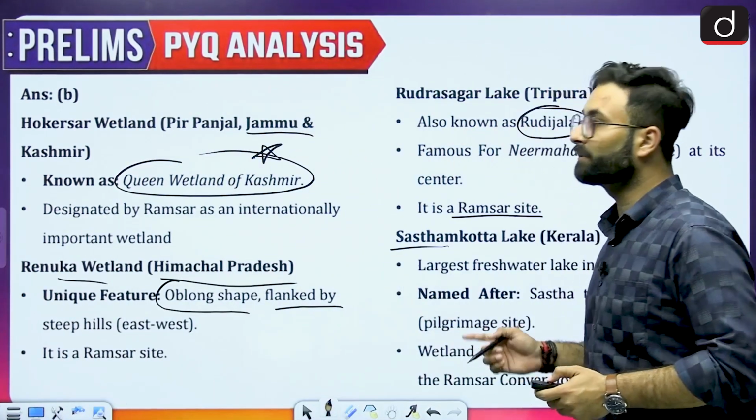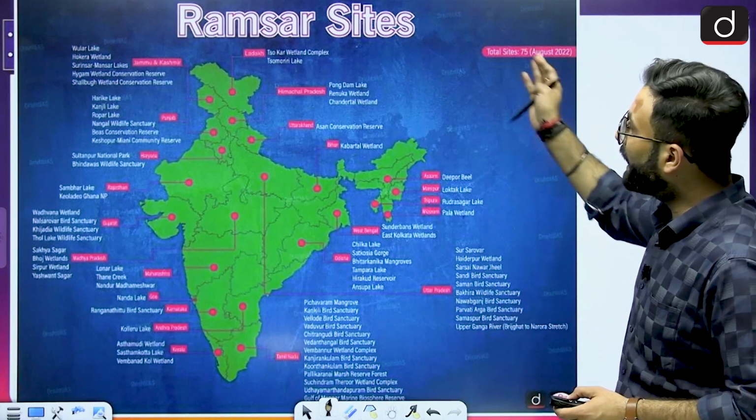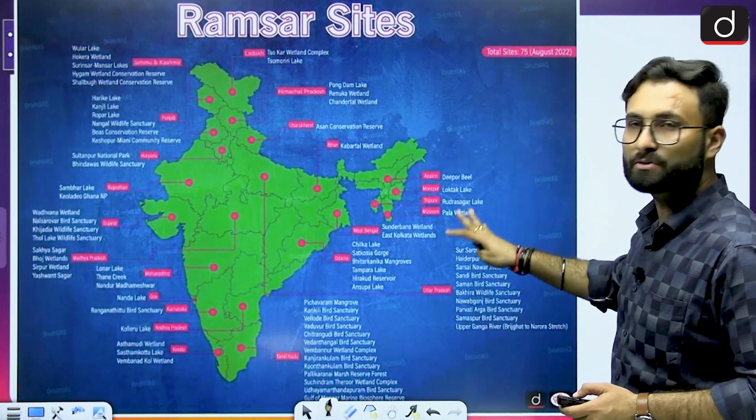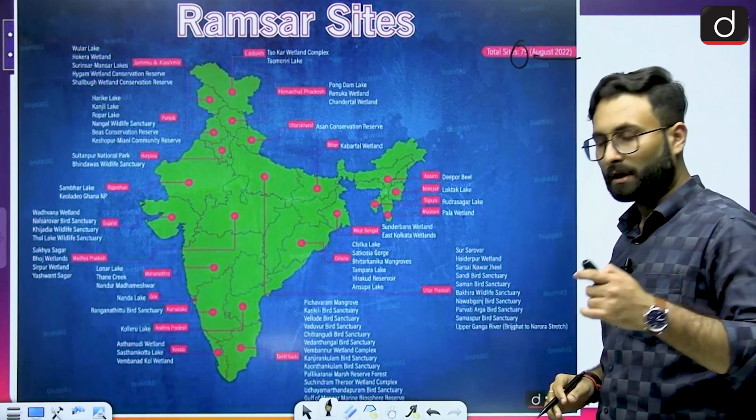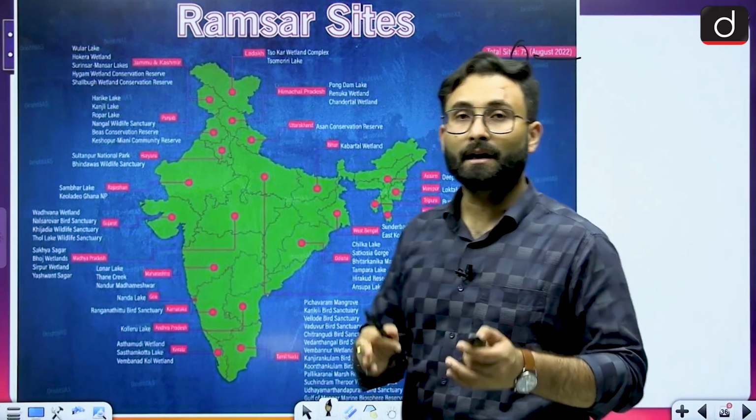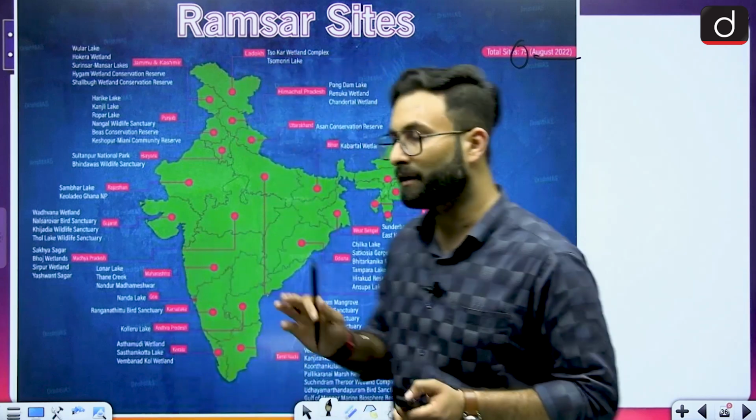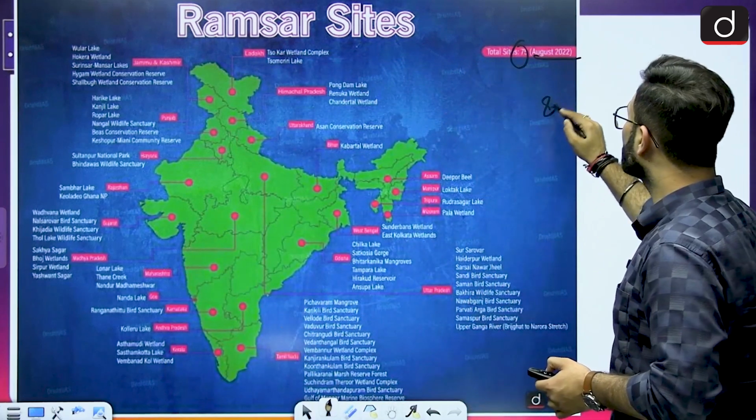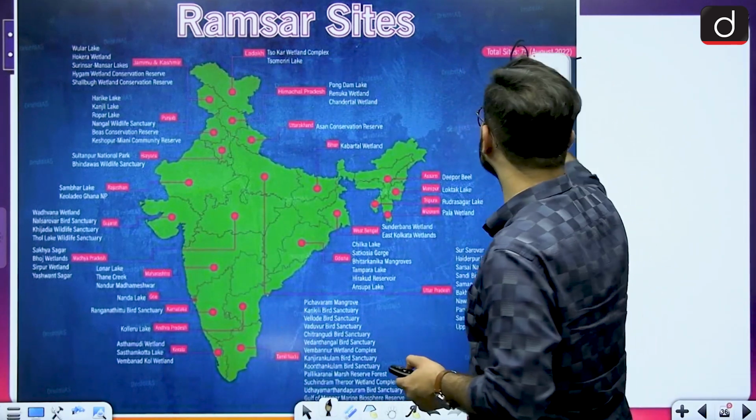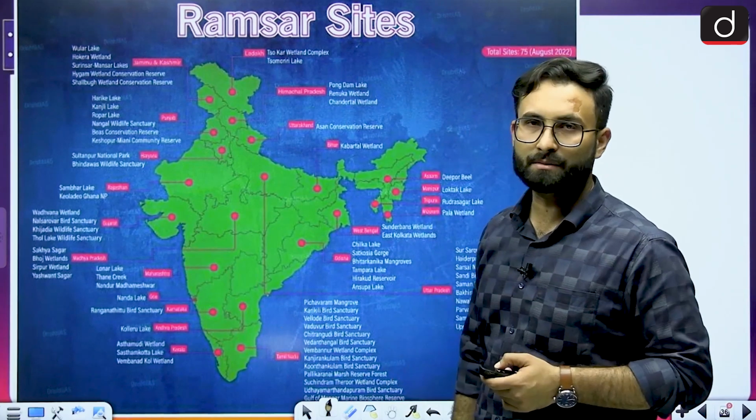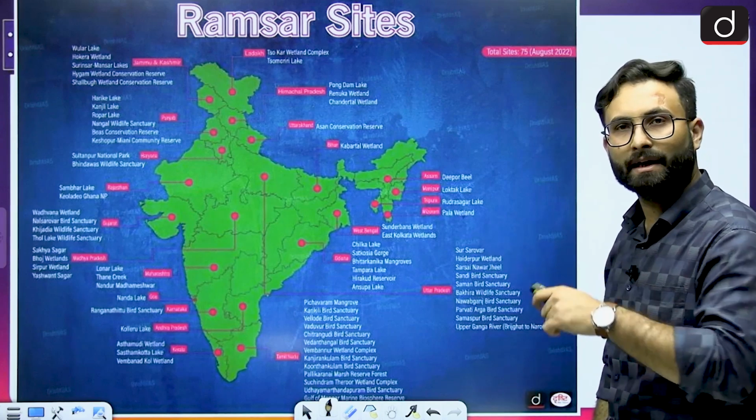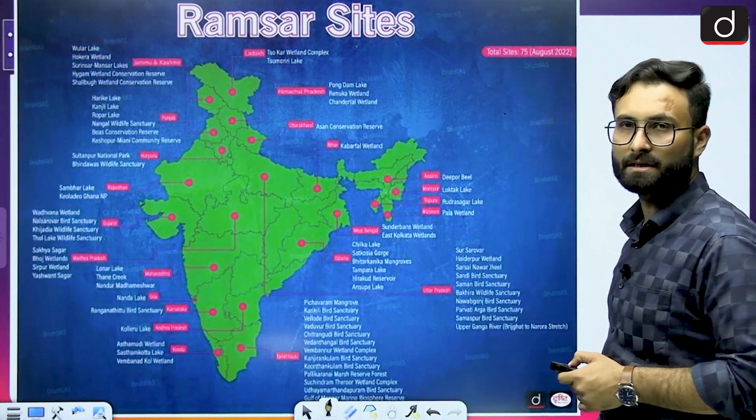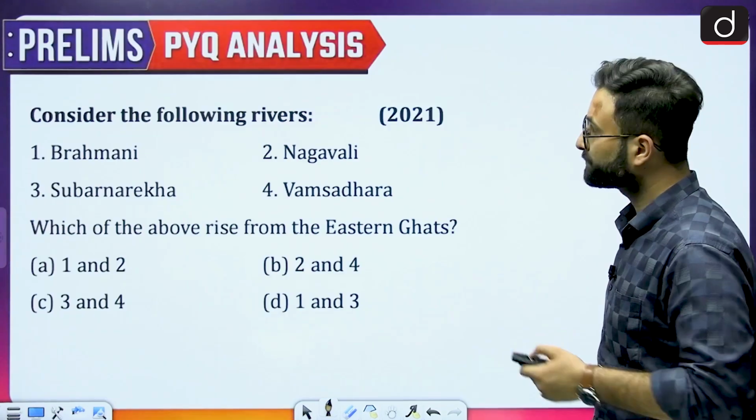Again, I told you that wetlands and lakes are important. I have taken the liberty to put the wetlands over here. These are 75 wetlands as per August 2022. There are various additions which have happened. If we talk about today, there are nearly 87 wetlands. So you can go through these Ramsar sites. So this is about the map. Other than that, whatever additions are there, you can make these additions over here or in your notes.